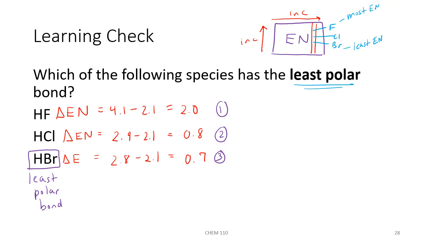So even if we didn't know the actual values off of an electronegativity table, we could still come to the same conclusion, that HBr must be the least polar bond.